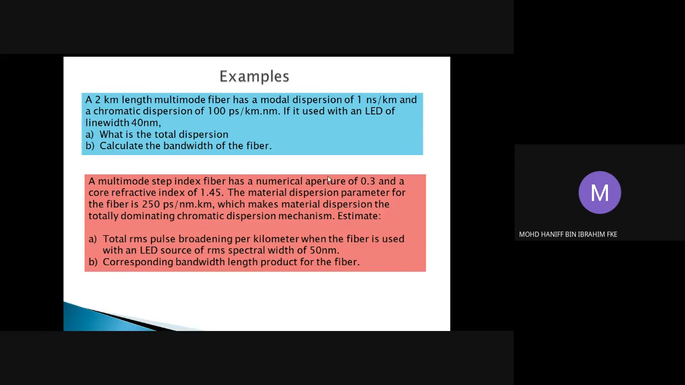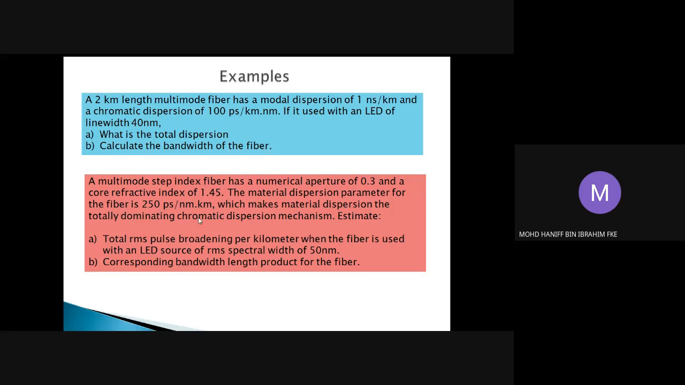Part A: estimate the total RMS pulse broadening per kilometer when the fiber is used with an LED source of RMS spectral width of 50 nanometers. Part B: find the corresponding bandwidth length product of the fiber. Somehow quite similar to the above question. We have a multimode step index fiber, and we are given the numerical aperture of 0.3 and the core index of 1.45.